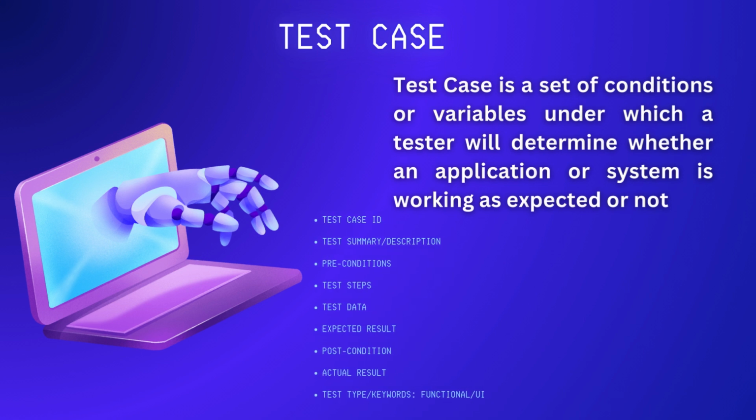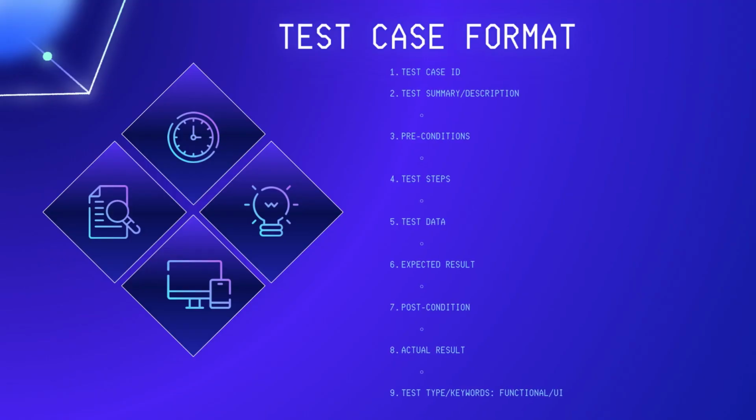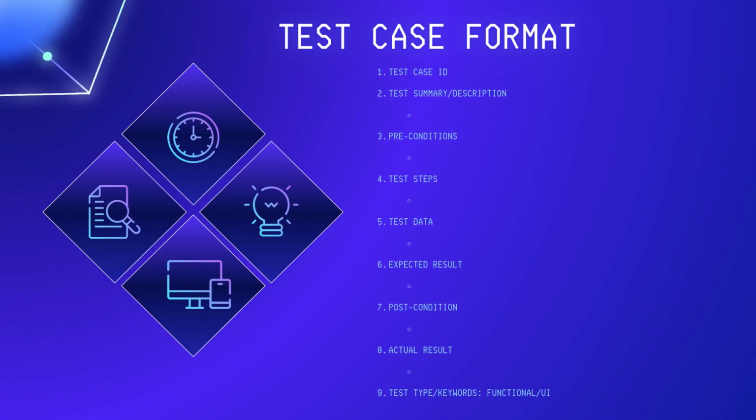As a tester, we must know what a test case is. A test case is a set of conditions or variables under which a tester will determine whether an application or system is working as expected or not. So what are those conditions and variables? These are nothing but the test summary, precondition, test step, test data, expected and actual result, and the test type. The combination of the variables or conditions is nothing but a test case. By considering this, we get a standard test case format. So this is the test case format we are going to use.